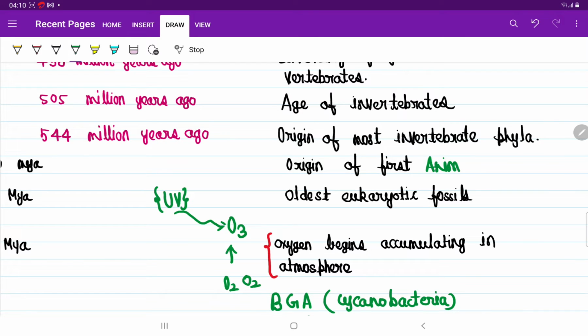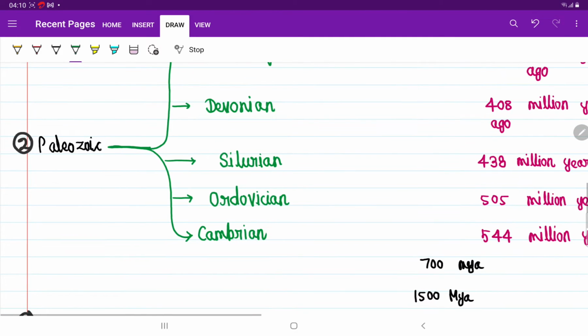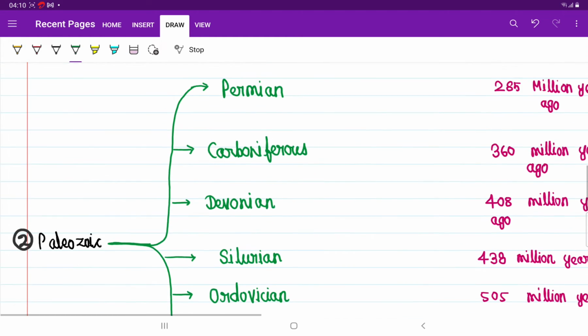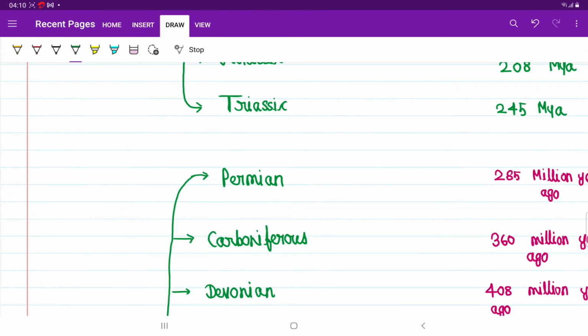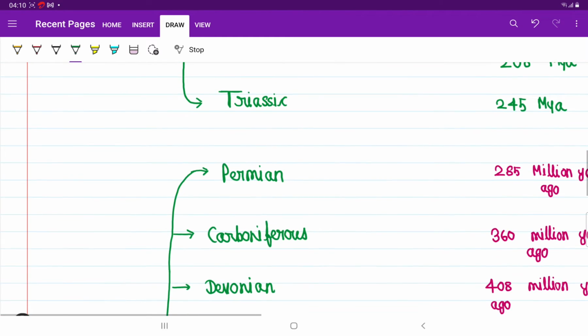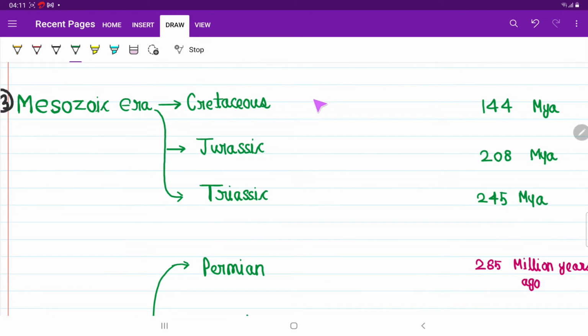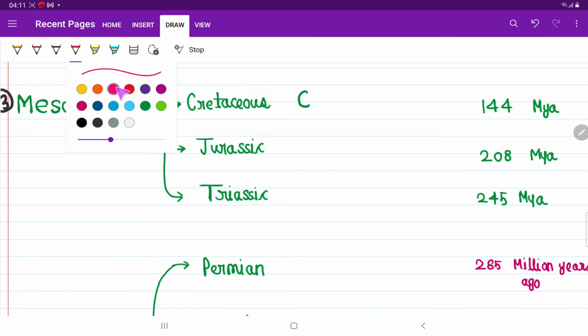After that the next era started, that is called the Paleozoic Era. In this Paleozoic Era we have different periods actually: Cambrian, Ordovician, Silurian, Devonian, Carboniferous, Permian. And then we have the Mesozoic Era: Triassic, Jurassic, Cretaceous. We can remember it like this, it will help you. It's a kind of mnemonic which is going to help us all.